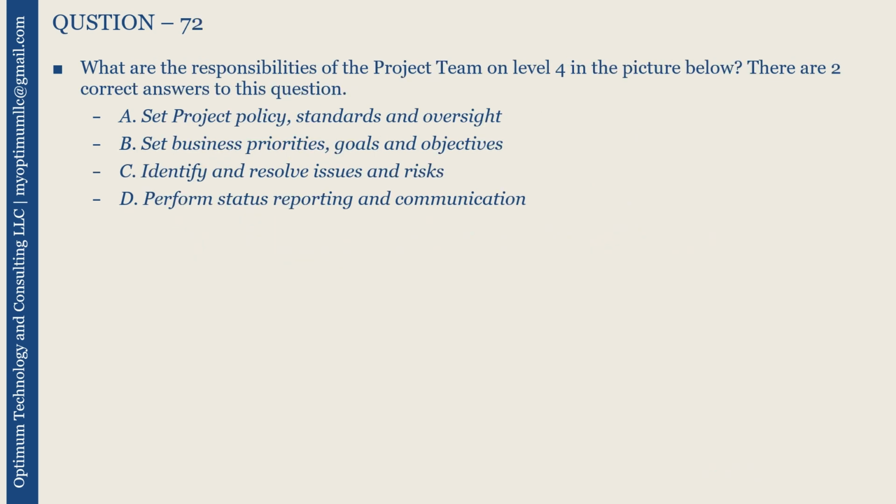Question 72. What are the responsibilities of the project team on level 4 in the picture below? There are two correct answers to this question. A. Set project policy, standards, and oversight. B. Set business priorities, goals, and objectives. C. Identify and resolve issues and risks. D. Perform status reporting and communication.